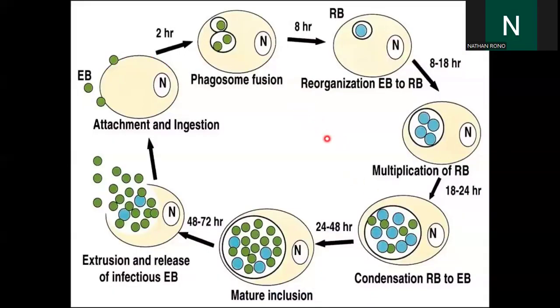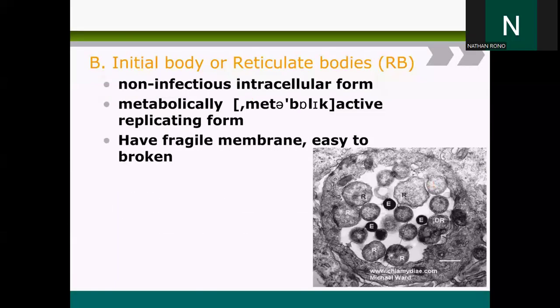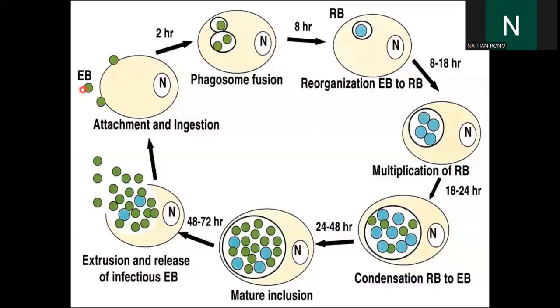So this is the process of how it starts. We have the elementary bodies, attachment, ingestion. Then there's the phagosome fusion, reorganization of elementary bodies to the reticulate bodies, and then multiplication, condensation, maturation, then it bursts, then it repeats the cycle. Most important thing: elementary bodies are the infectious form. Reticulate bodies are the metabolically active form that is going to replicate inside the host.